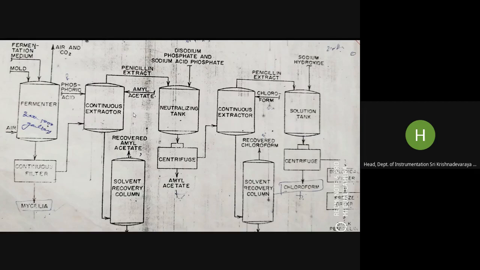You will see in the very beginning block diagram that we have seen, it is a combination of different chemical reactors. You are adding the solvents at different stages, extracting, and using a solvent recovery system. You are adding the solvent amyl acetate here and recovering it, adding the chloroform here and recovering the chloroform. So at different stages and under controlled conditions, you are finally getting the penicillin here.